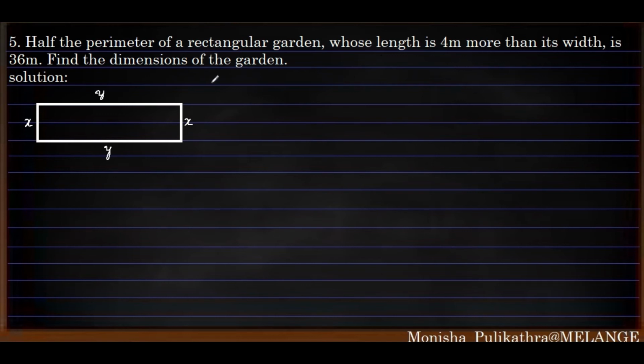We know that opposite sides of a rectangle are always equal. So opposite sides I have given x, x and y, y. Next we need to read out the question carefully. Half the perimeter of a rectangular garden whose length is 4 more than its width is 36 meter. So now this 36 meter is the perimeter of it. So perimeter is equal to 36 meter.